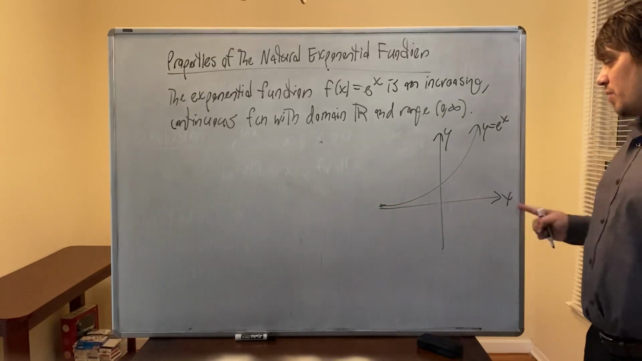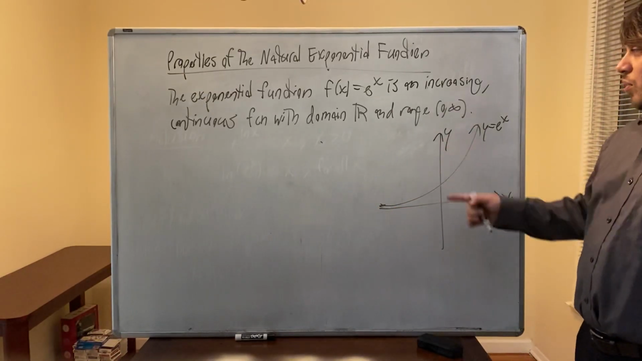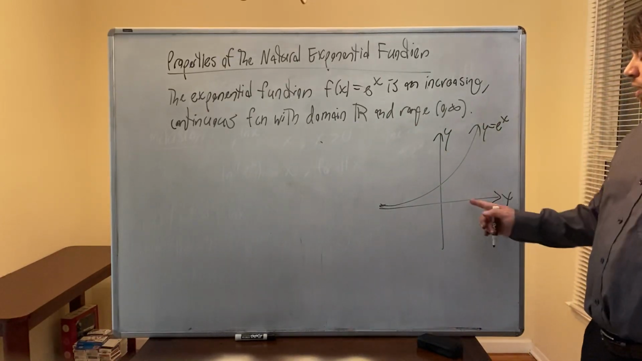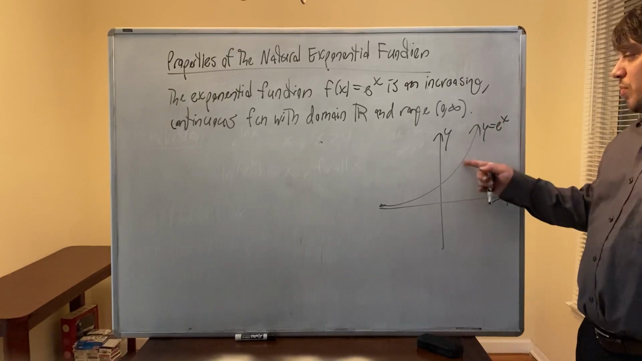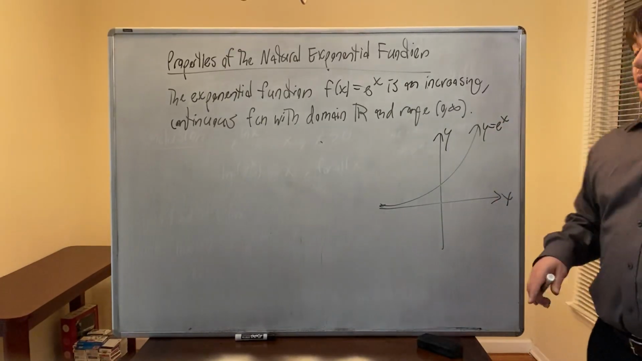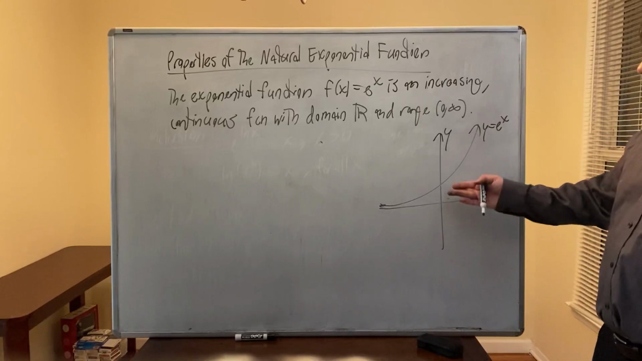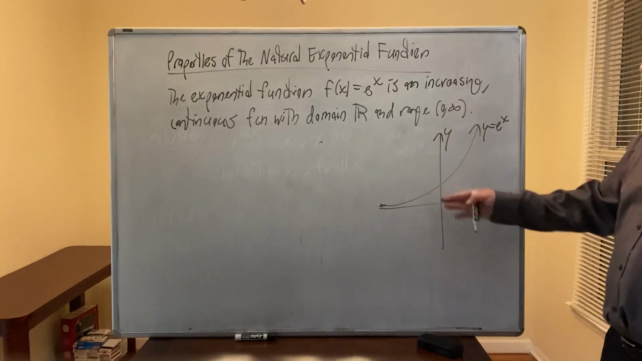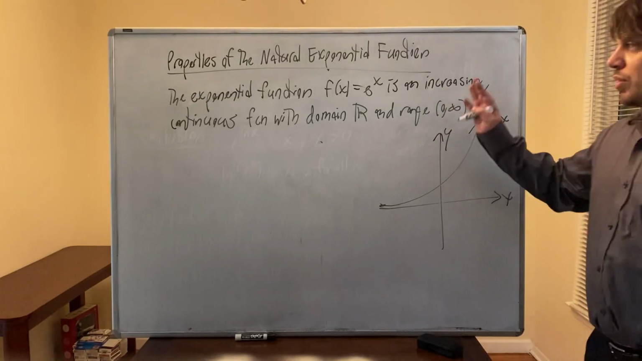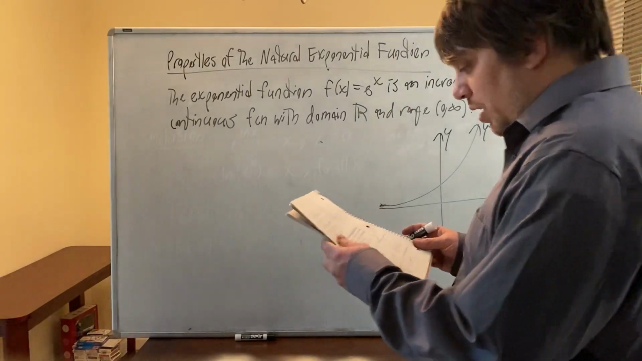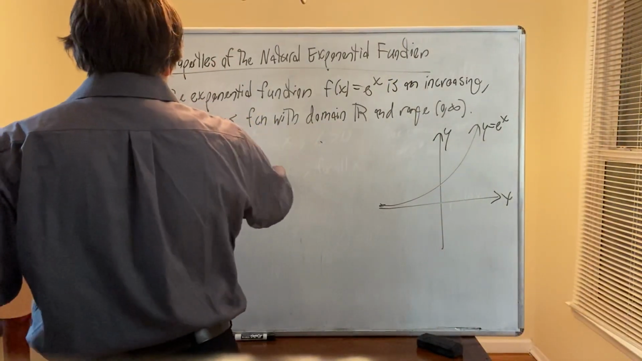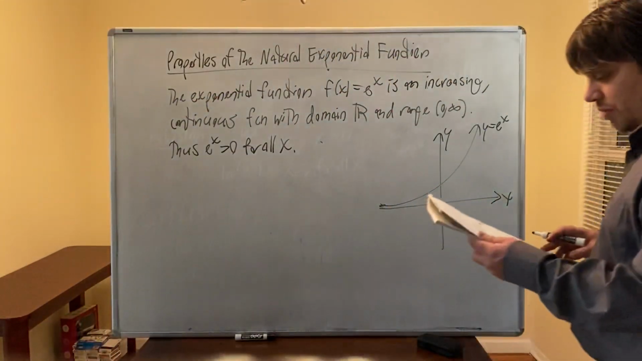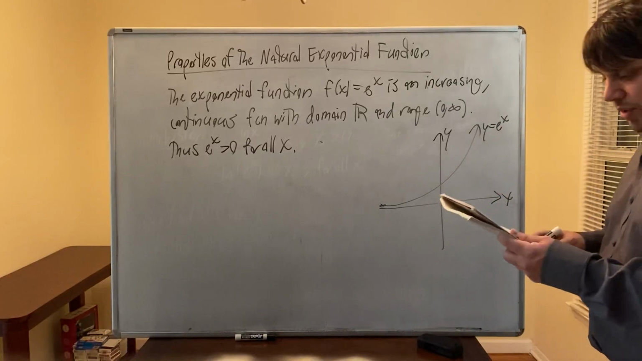So the domain is the set of all real numbers, and the range, the set of all values of the function, are all positive numbers. Because you can always find a real number x such that e to that x is equal to some particular positive y. And so e to the x attains a value for any positive y. So the range is the open interval 0, infinity, all positive real numbers. Thus, e to the x is positive for all x. You can see that because the graph is above the x-axis.